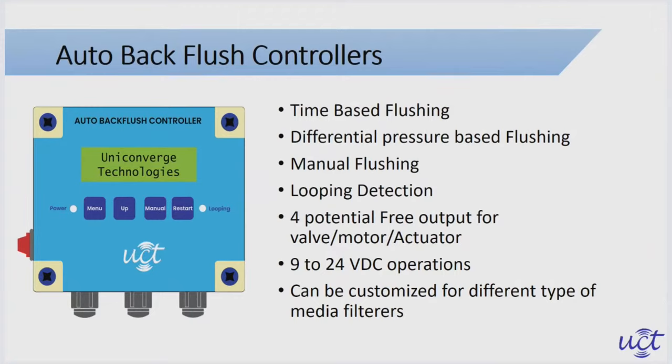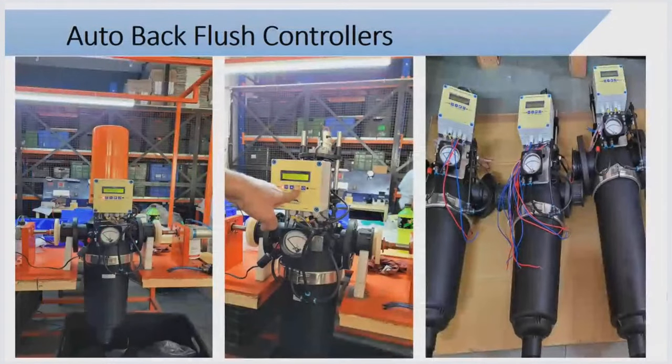It also has a potential-free output, so we can connect a motor, valve, or actuator, depending on the type of filter we are operating. And it works from a wide range of power supply, from 9 to 24 volt DC, depending on your solenoid coil voltage and the motor voltage. This is one of the products that one of our customer partners is using. They are taking our auto backflush controllers and putting them on their screen filters.